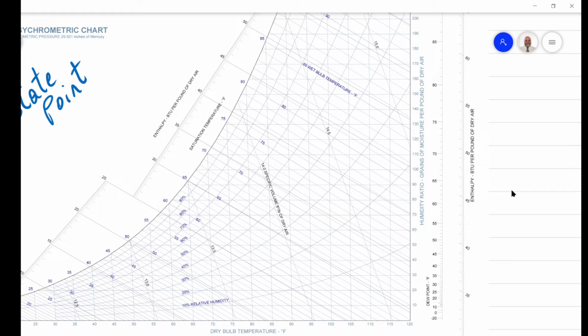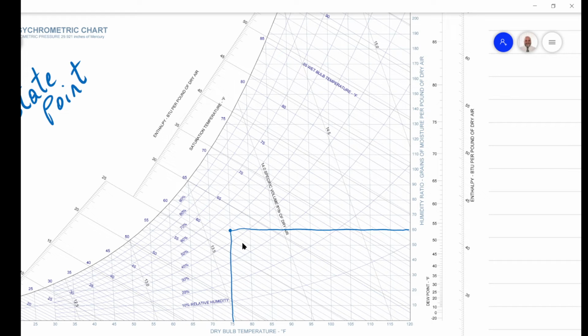And for example, we can take 1 pound of air that is 75 degrees Fahrenheit, like so, and it also includes 60 grains of water. So this point is what we call a state point, because we have identified a specific condition of 1 pound of air, because the chart represents 1 pound of air, and it is 75 degrees Fahrenheit and has 60 grains of water. But what is that good for?